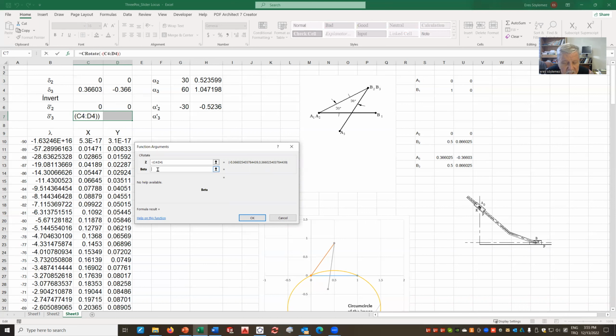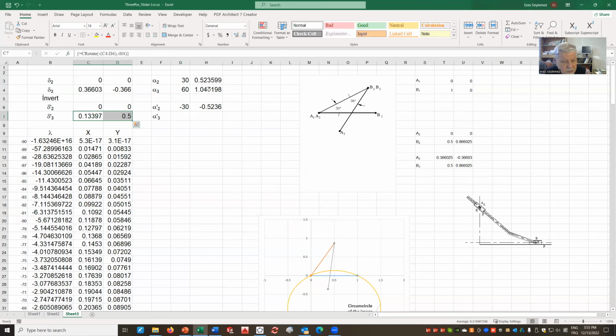rotated by minus this angle, okay? Control Shift Enter. That is the inverse motion. And alpha 3 will be, alpha 3 prime will be, I forgot to do this.